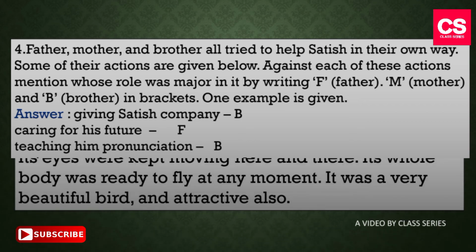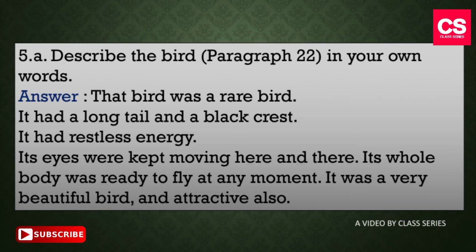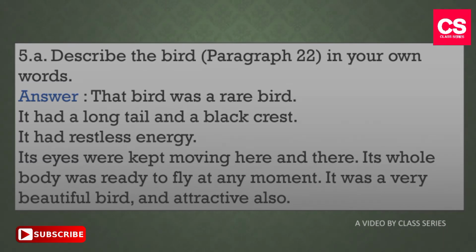Our fifth question is, in that option A is, describe the bird in paragraph 22 in your own words. The answer of this question is, you will write in points. The bird was a rare bird. It had a long tail and a black crest. It had restless energy. Its eyes kept moving here and there. Its whole body was ready to fly at any moment. It was a very beautiful and attractive bird.